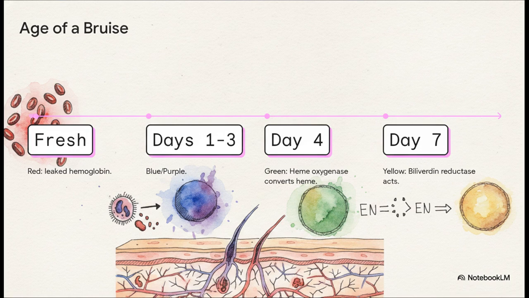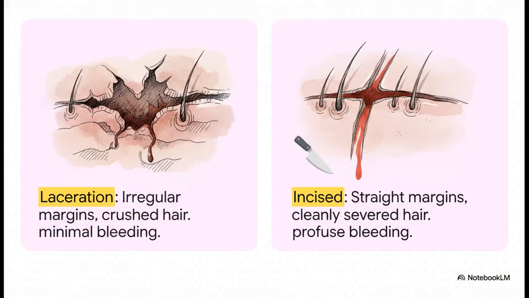Okay, now let's contrast the third type of blunt trauma, lacerations, with sharp force trauma. A laceration is a tear. It results from crushing, stretching, or shearing from a blunt weapon. It is fundamentally different from an incised wound, which is a clean cut from a sharp blade like a knife or a piece of glass.